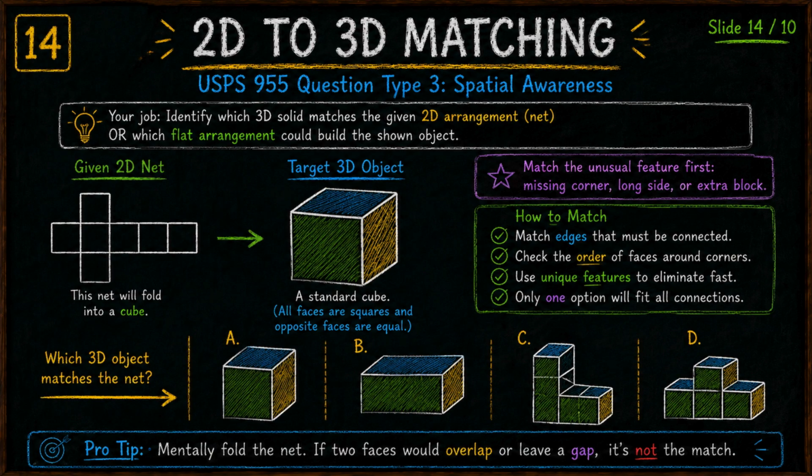Match the edges. Check the face order. Use unique features to eliminate fast. Only one option should fit all connections.